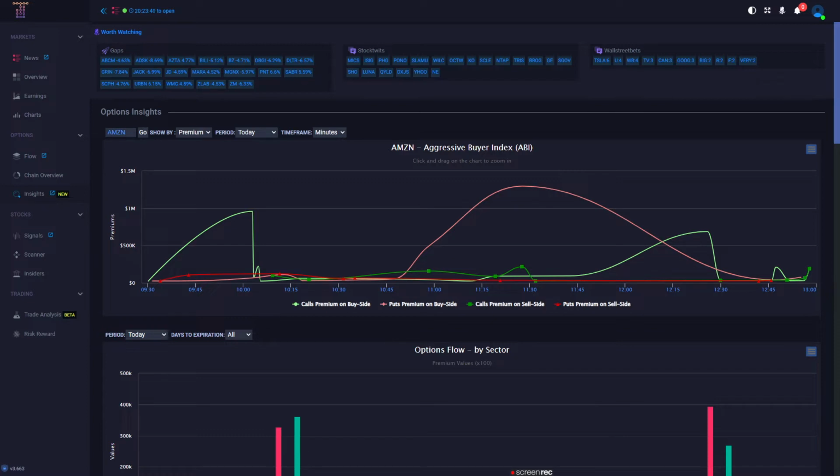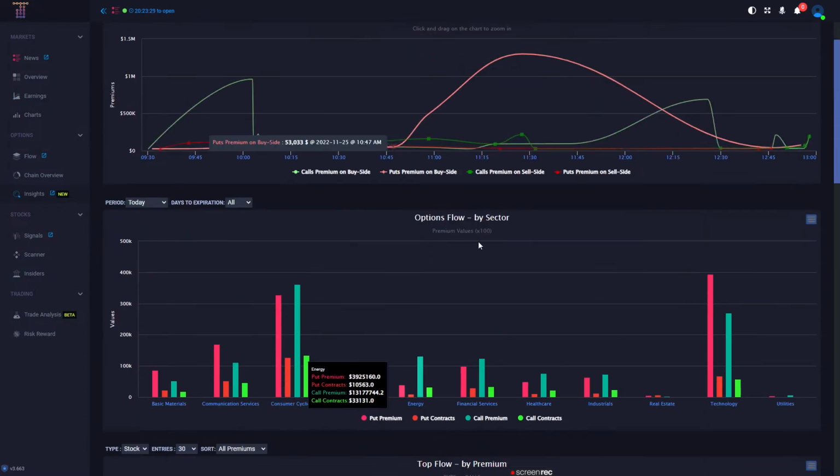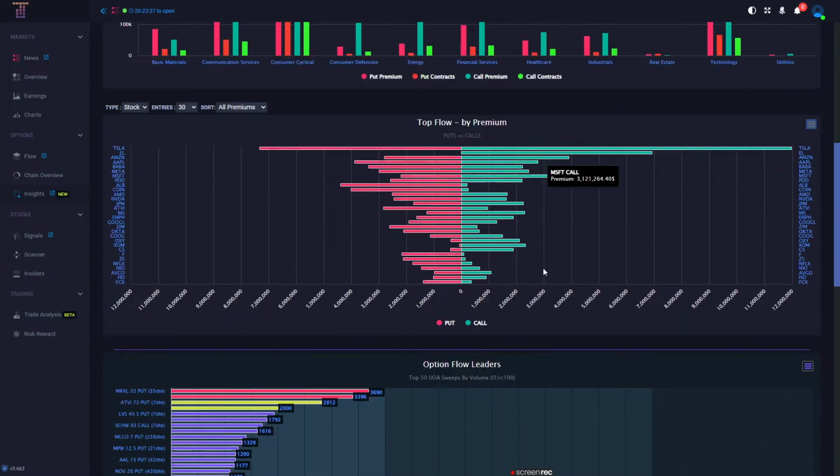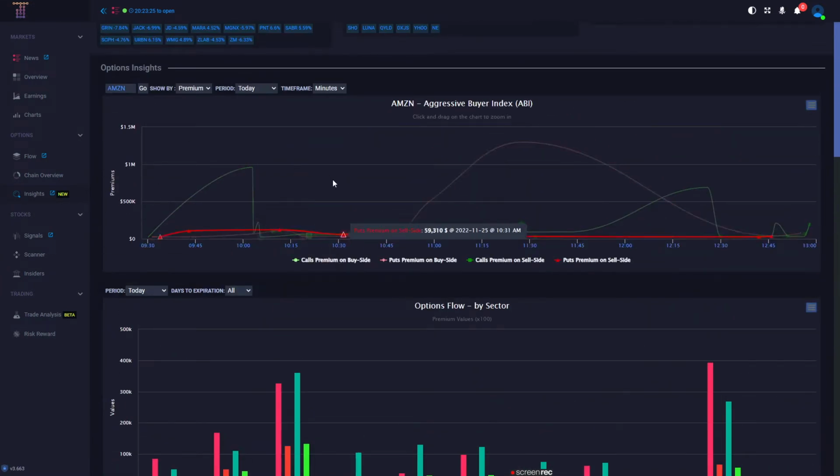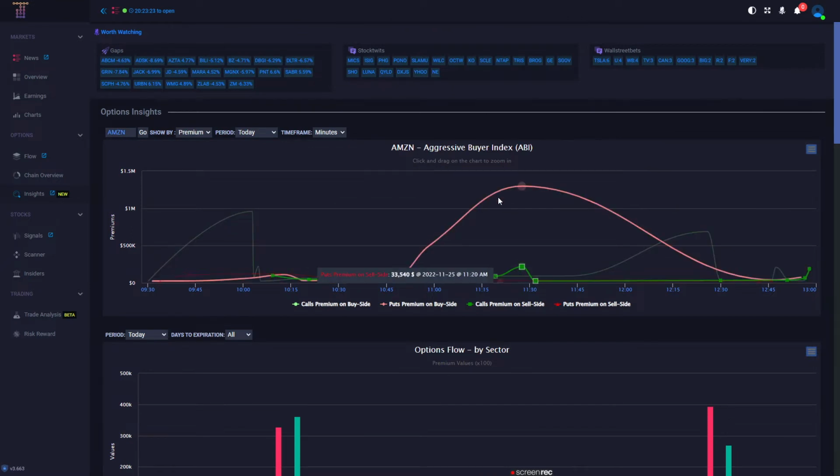So, first things first, when you actually log into TradeUI, over here on the options section, you'll be able to go down to Insights and it'll take you right to the page that has the options insights. The ABI is the top one, followed by your option flow by sector and then your top flow by premium. But right at the top right here, we actually have the ABI, which is what we're going to talk about today.